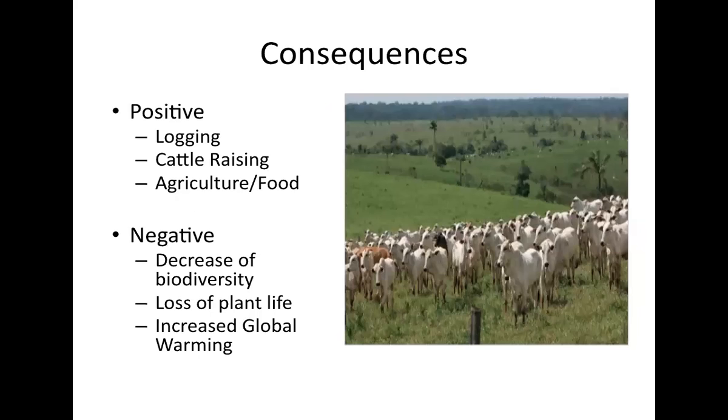So positive and negative consequences here. Logging, cattle raising, agriculture, and food. Those are some good things that we get out of this. But some negative sides to this: there's a decrease of biodiversity because, like I said, when we're cutting down those trees, we're taking away the homes of certain animals. There can also be a loss of plant life because we're cutting down trees. And because we're taking away the trees, there is now increased global warming because what are we putting into the air that the trees are not taking in now? What do we put into the air? What do we breathe out? Carbon dioxide. Normally the plant life is what would take that in. So if we cut that down, they're not there to be able to take that in. That's the end. Does anybody have questions?